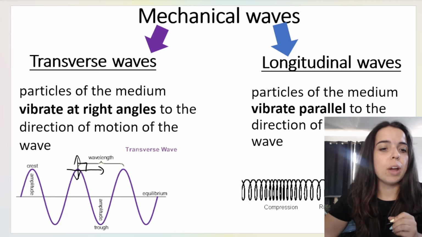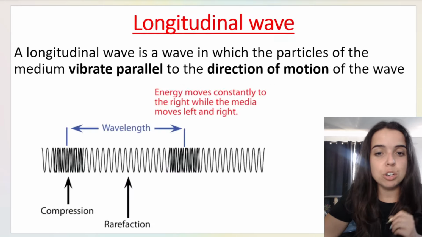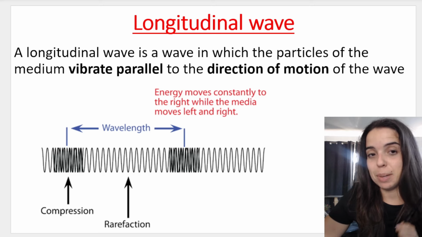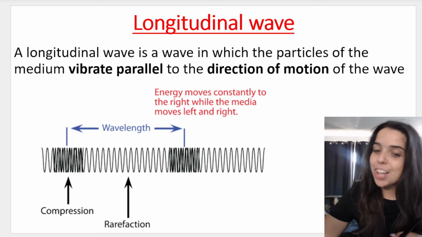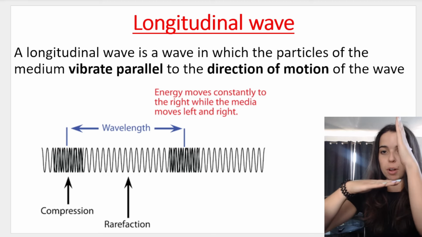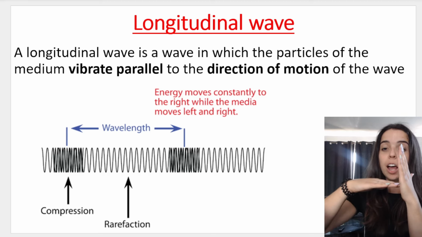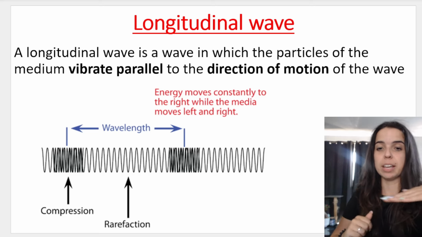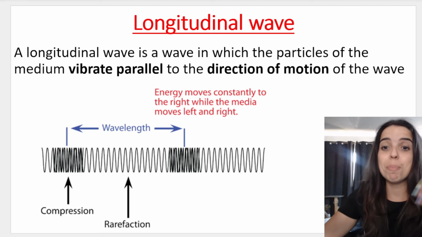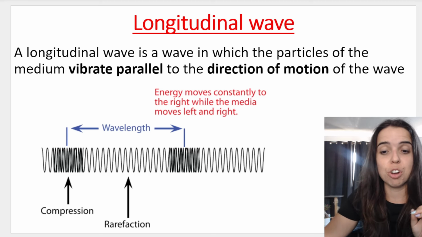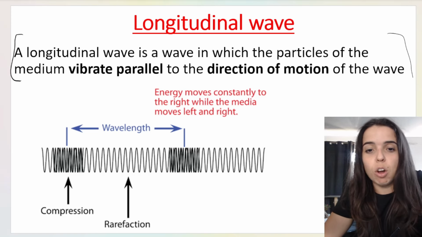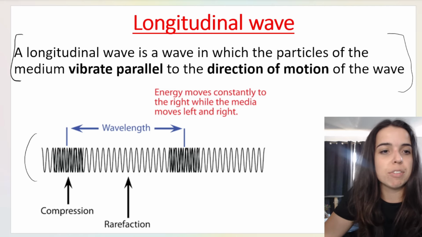And a longitudinal wave is different because a longitudinal wave is a wave in which the particles of the medium vibrate parallel to the direction of motion of the wave. So a transverse wave is basically perpendicular like this. So particles go up and down, wave goes left or right. A longitudinal wave is particles move like this along the x-axis, for example, and the wave travels like this along the x-axis. So parallel to the direction of motion of the wave. So as you can see behind me, that's the definition for a longitudinal wave. And this is what a longitudinal wave looks like.